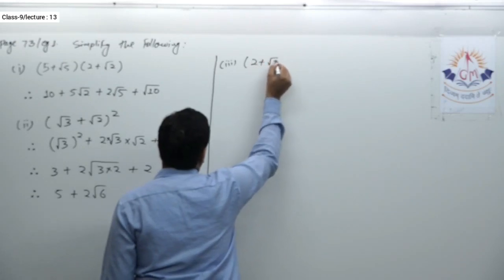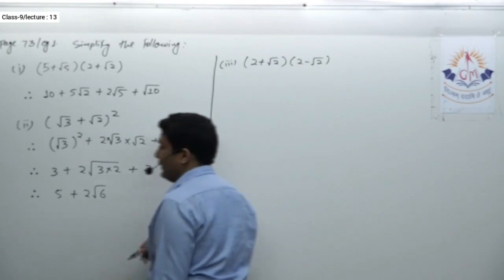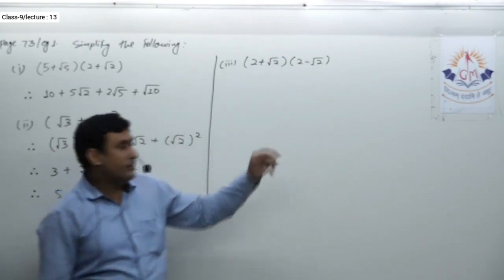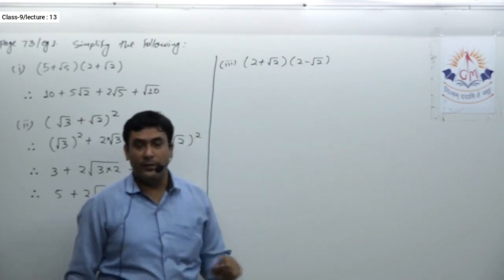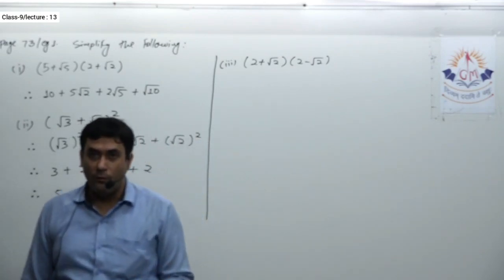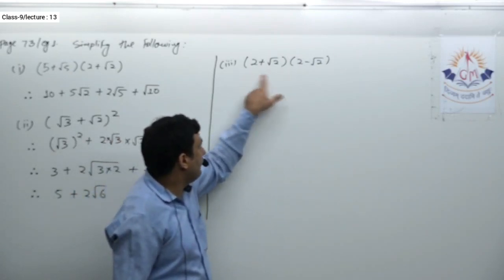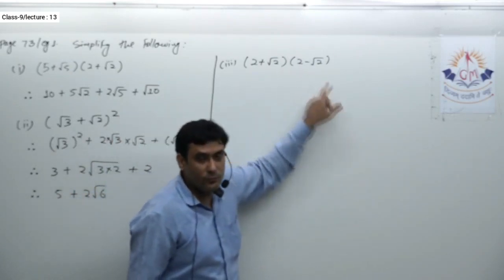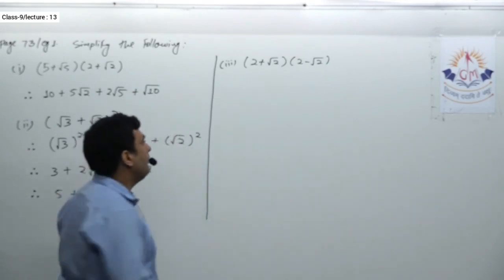2 plus root 2, 2 minus root 2. Now over here, if you observe carefully, this is a plus b, a minus b, and whenever we have the product of sum and difference, it is multiplication of sum of 2 and the difference of 2, so I can apply the identity of a square minus b square.